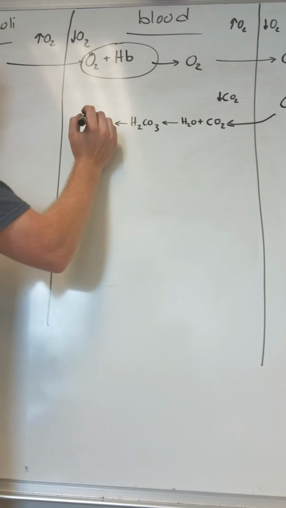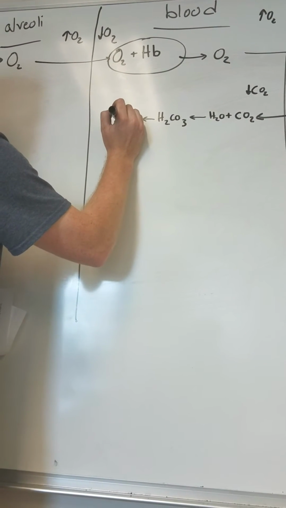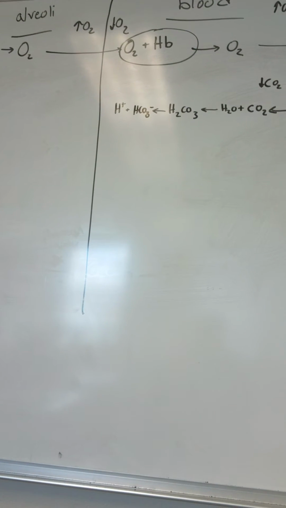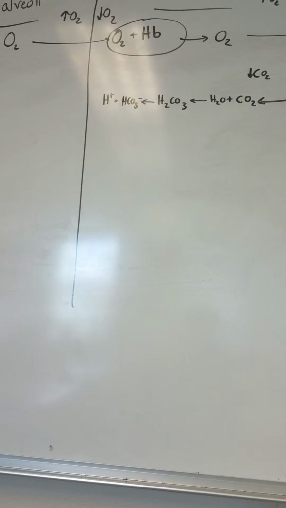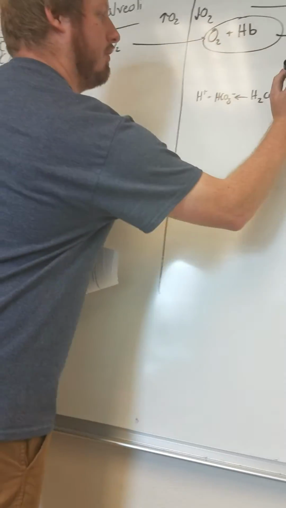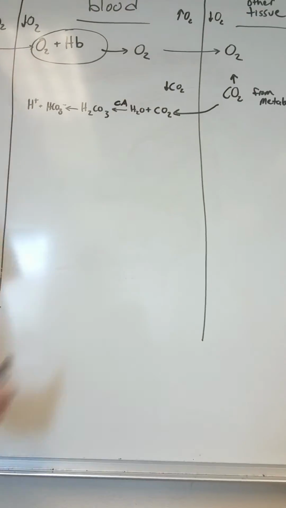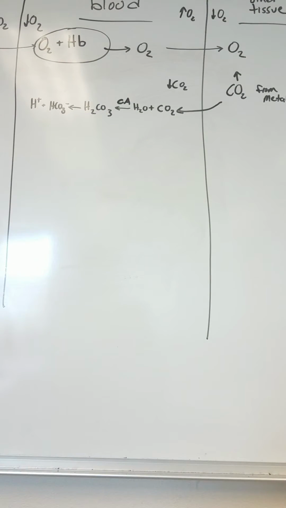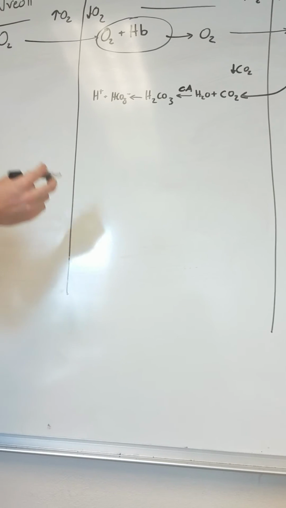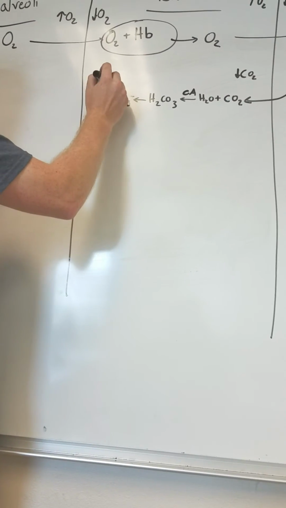And then that can dissociate into hydrogen and bicarbonate, which is HCO3 minus. That carbonic anhydrase enzyme we talked about, that catalyzes this first part. So CA is for carbonic anhydrase. And so this is all happening in the red blood cell.